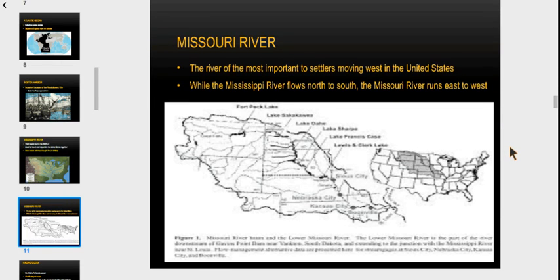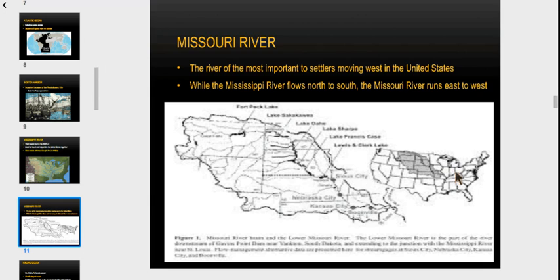The Missouri River. This is the first time we've talked about it, so obviously you have a few more notes to take for it. This is the most important river to the settlers moving west in the United States. This is what this map is showing right here. It shows you the start of the Missouri River, again right located where the red dot is, and it shows you where it ends up.